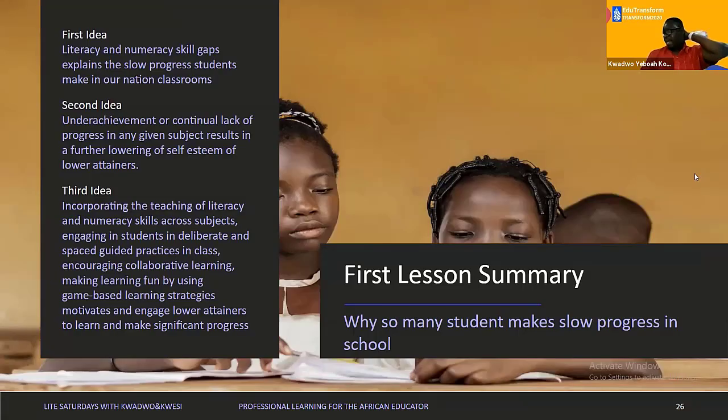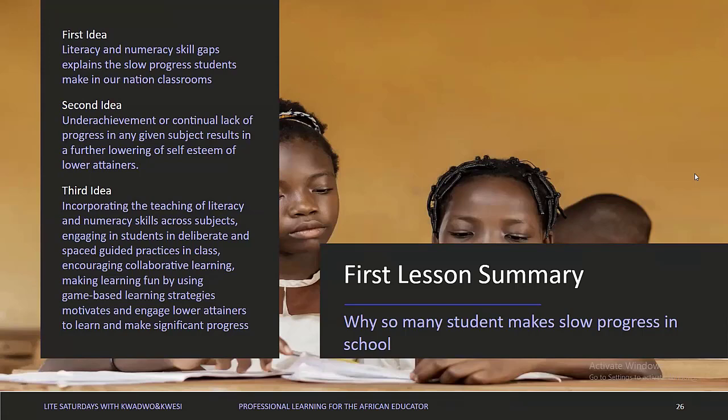I think we've done quite a lot, even in this very first episode of this particular series on enabling learning. What would we say, in summary, affects learners so that they make slow progress? All right, so it's obvious that in Ghana, if you look at learning outcomes, literacy and numeracy skill gaps really affect students' progress in our schools.